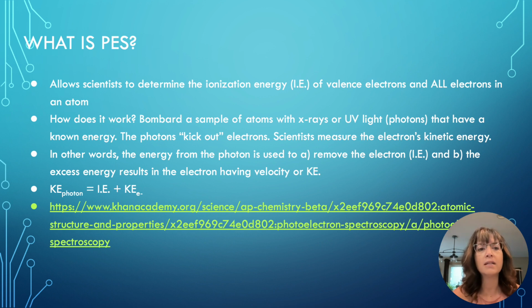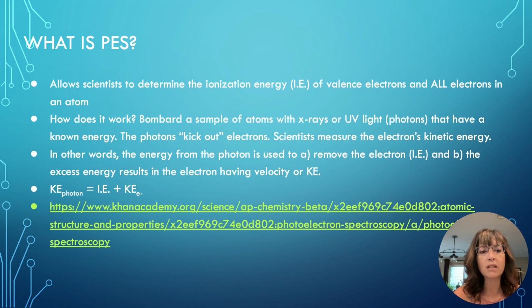Well, it's a process that allows scientists to determine the ionization energy of valence electrons for all of the electrons in an atom. So basically what they do is they take a sample of atoms that have a known energy, and the photons kick out the electrons, and then the scientists measure their kinetic energy. So the energy from the photon, the light particle, is used to remove the electron. There's your ionization energy. And then the excess energy becomes velocity or kinetic energy for the electrons.